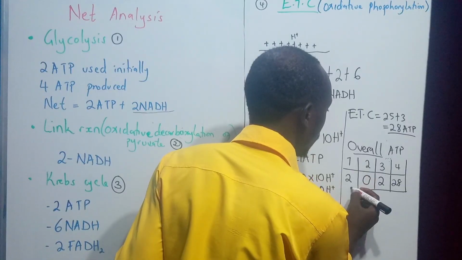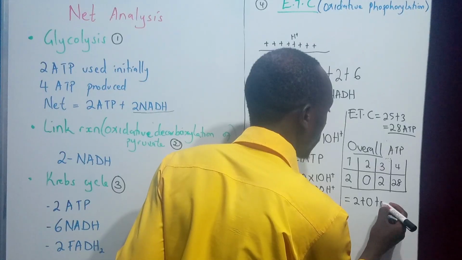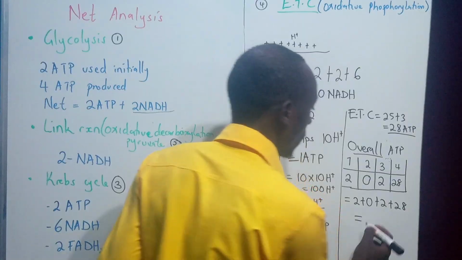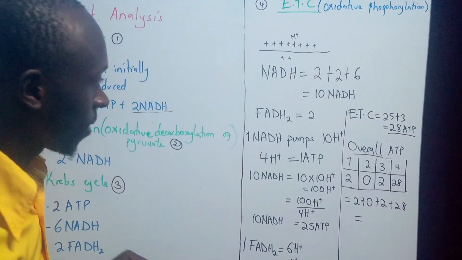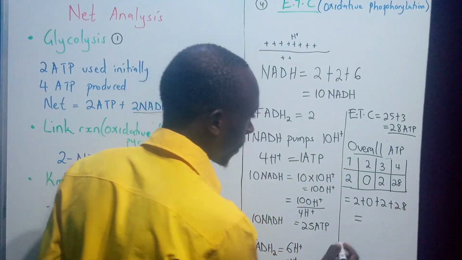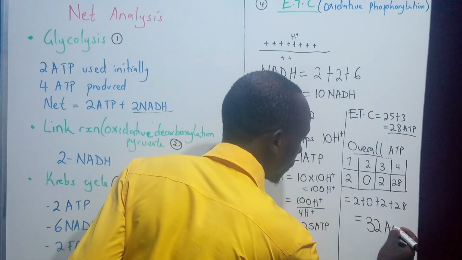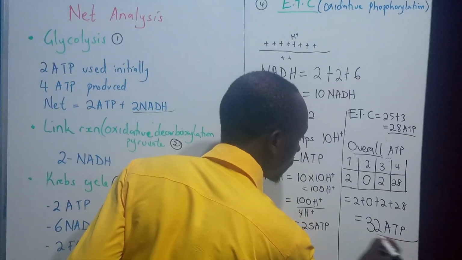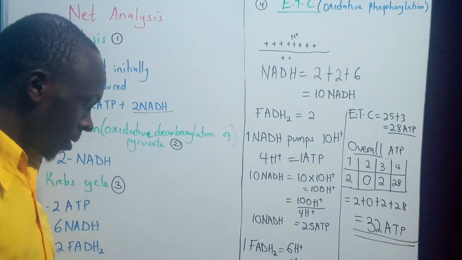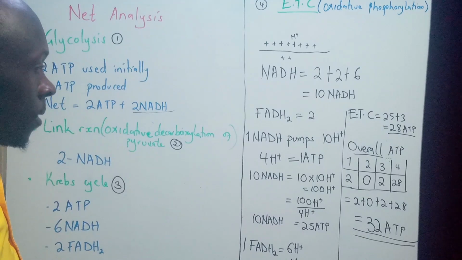So the ATP. It implies that we're going to add 2 plus 0 plus 2 plus 28. Someone can add and give us the answer. If we have 28 plus 2, we are going to get 30, and then plus 2, we are going to get 32 ATP molecules. So overall, the ATP molecules produced are going to be 32 molecules of ATP.